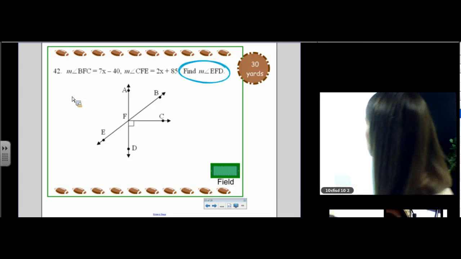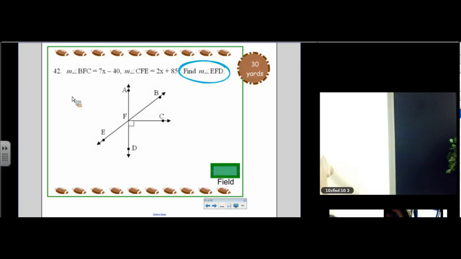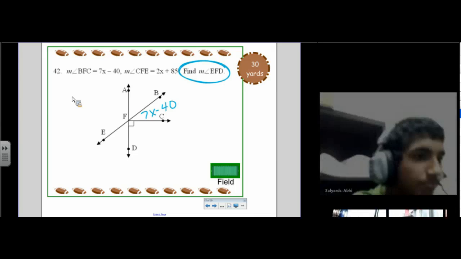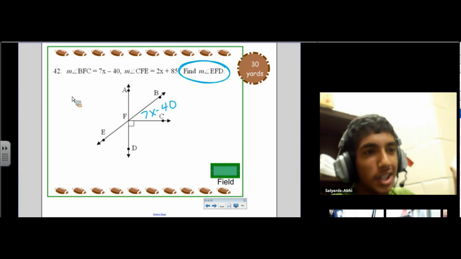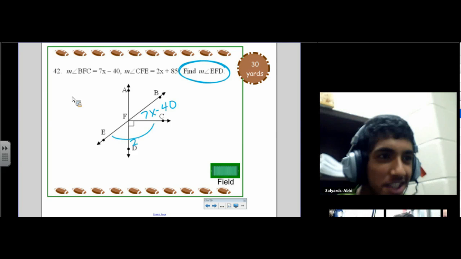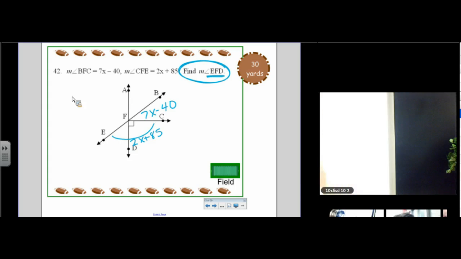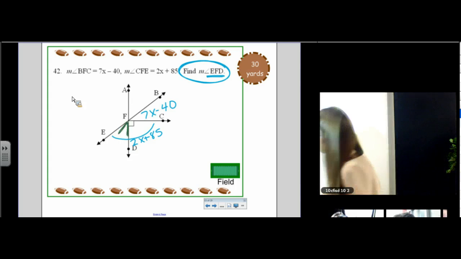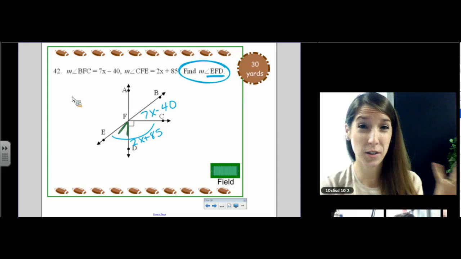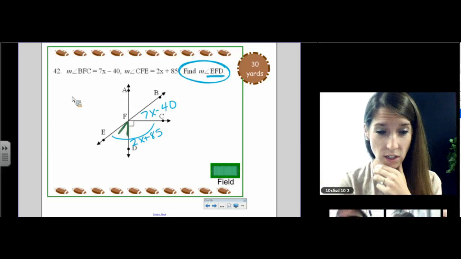So you're setting this one up. BFC is 7x minus 40. CFE is 2x plus 85. And you're trying to find the measure of EFD. So even after you solve for x, there's a little bit of work that you have left to do, okay?